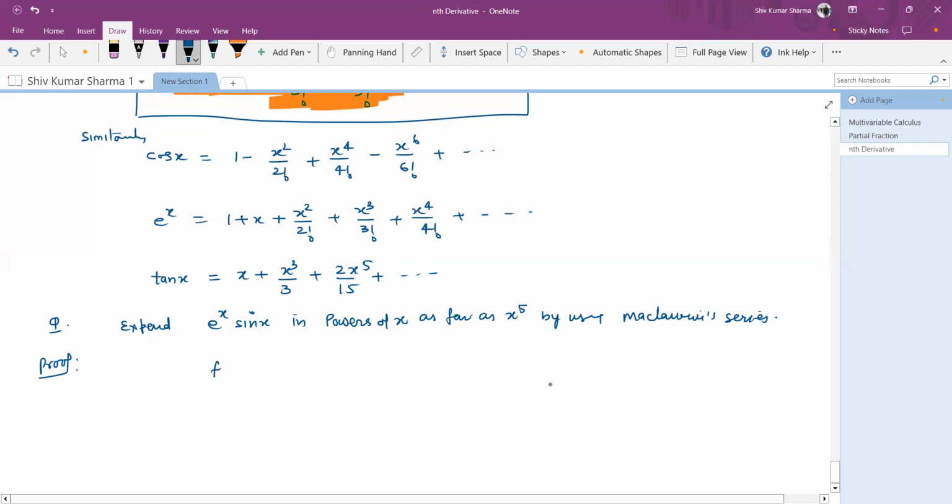So we assume that f(x) is equal to e raised to the power x into sin x. So this is our equation number 1. So we differentiate this with respect to x. So f dash x is equal to e raised to the power x into sin x plus e raised to the power x into cos x.